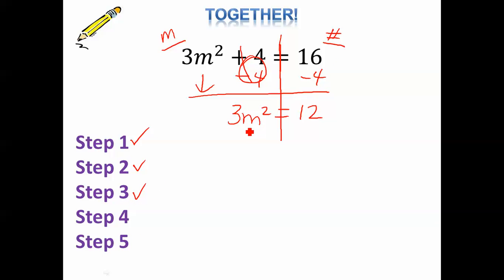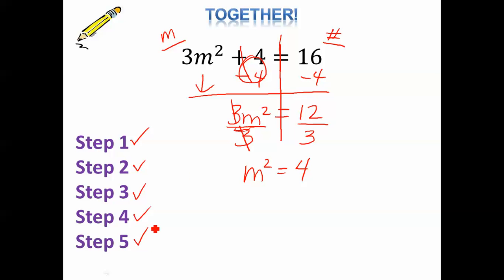Now I need to divide by the number next to my variable. Here's my variable. The number is 3. So I'm going to divide this by 3. If I divide this side by 3, I must divide this side by 3. 3's cancel. We're left with m squared equals 12 divided by 3 is 4. So now I've divided by the number next to my variable.